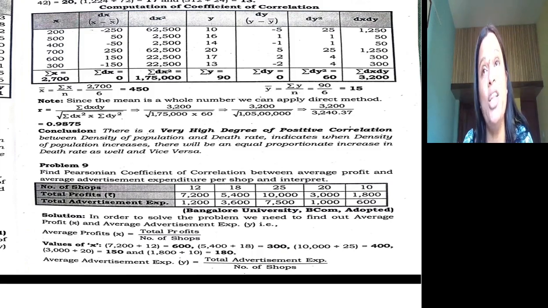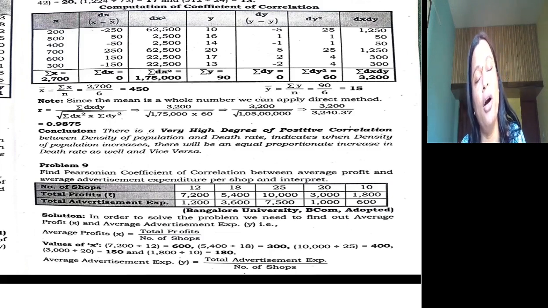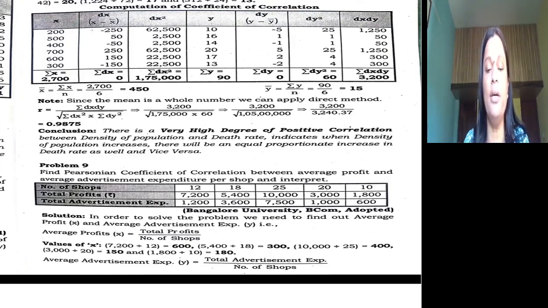So you should read the problem to decide which one we should consider as variable x, and which one as variable y. Most of the time this is directly given in the problem, but sometimes they won't give it. At that time, with the help of the given information in the problem, we should arrive at x and y. Then we should apply the formula.